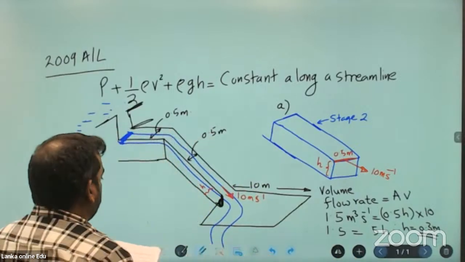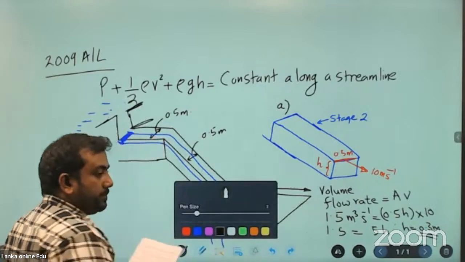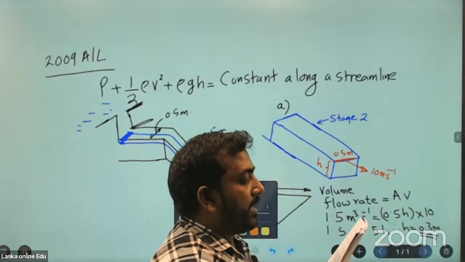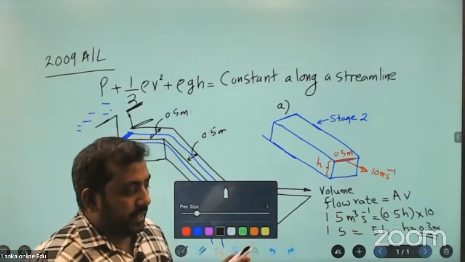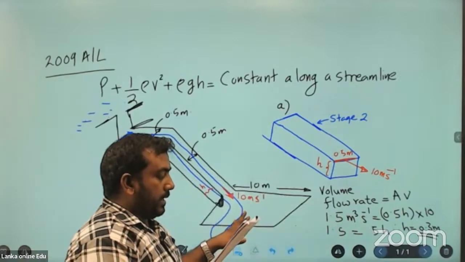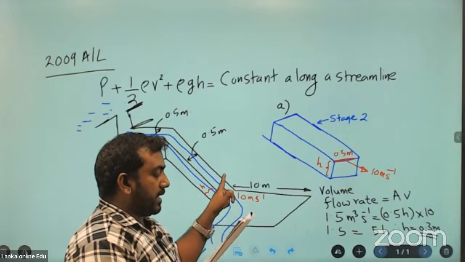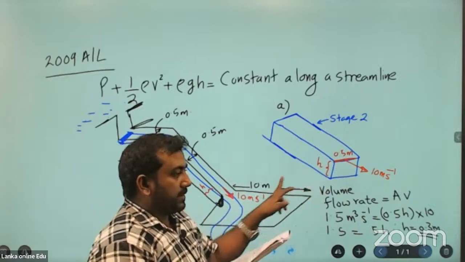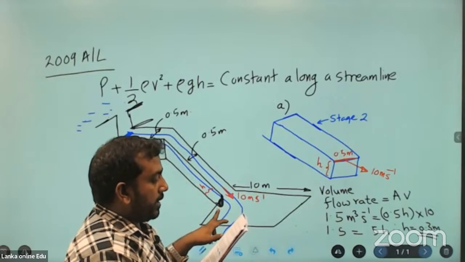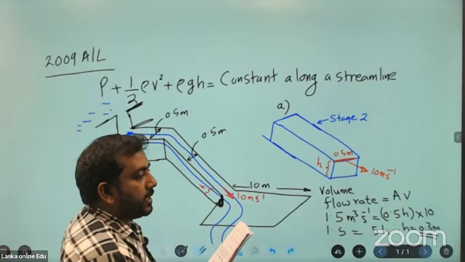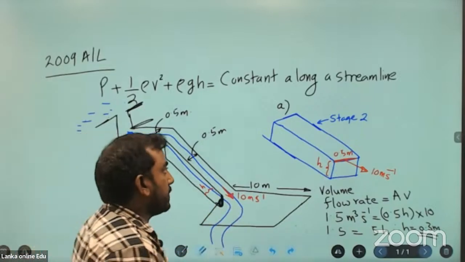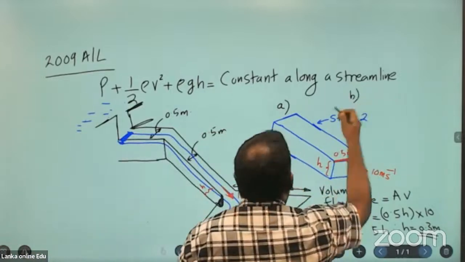Part B. Look carefully. Assume that the height of water level in the shallow channel, stage 3, is equal to the height of water in stage number 2. So both heights are the same. Calculate the speed with which water flows out from the shallow channel. Now they're asking what will be the velocity. So here also, I think now we can easily solve this.